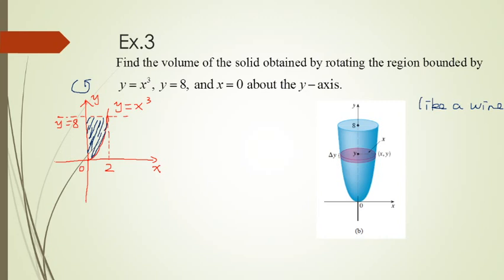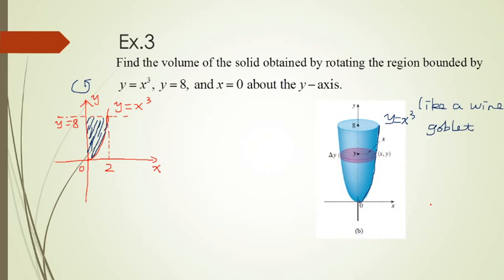You can imagine how it looks for the solid, we call it a goblet, right? And we understand this bounded curve here will be y equals x cubed, right? This bounded curve will be y equals x cubed.